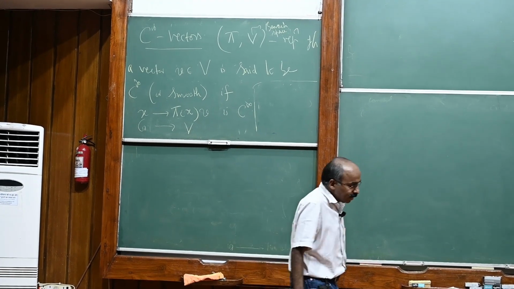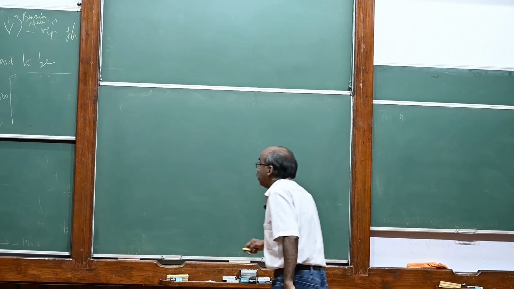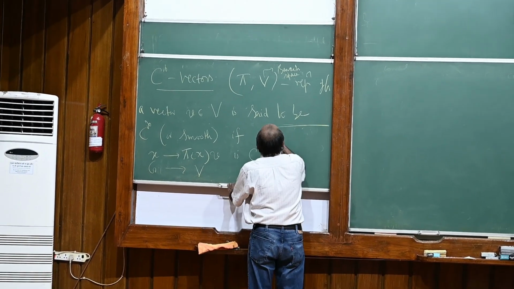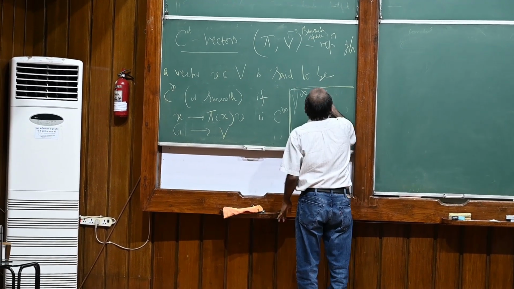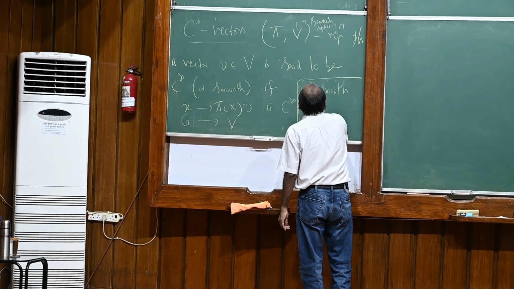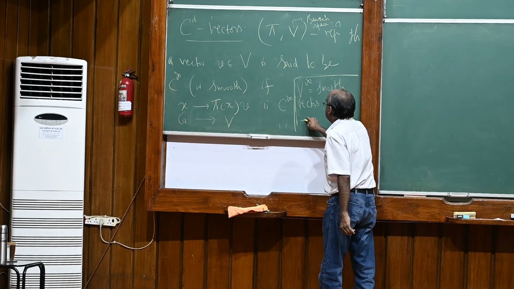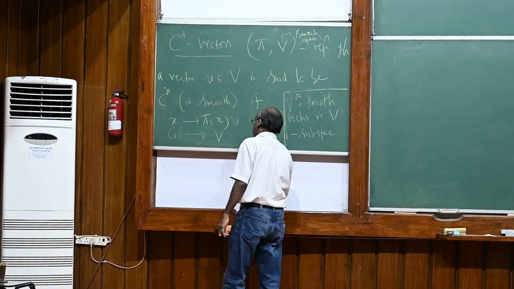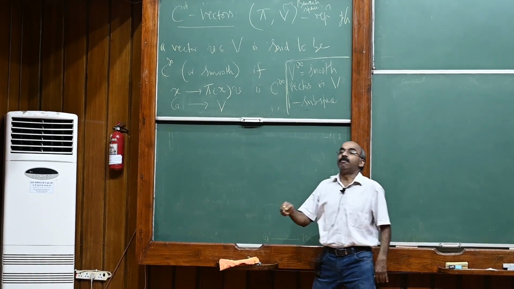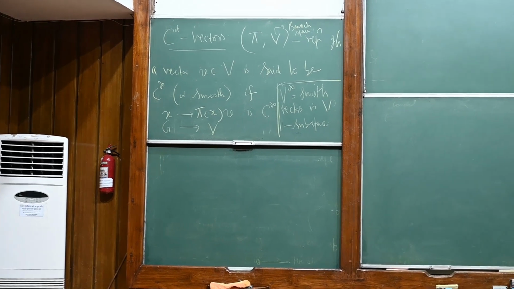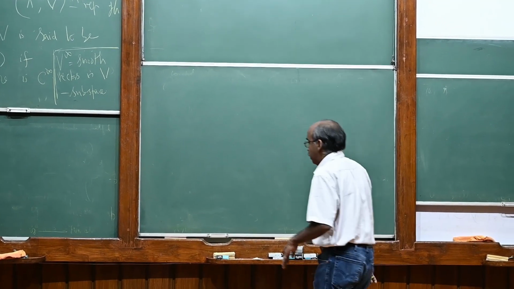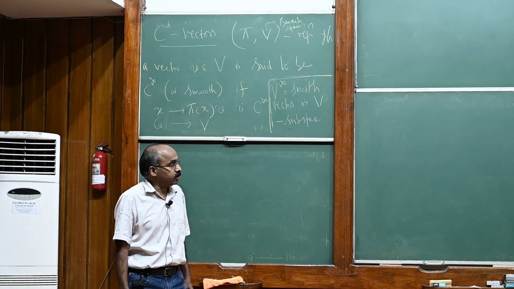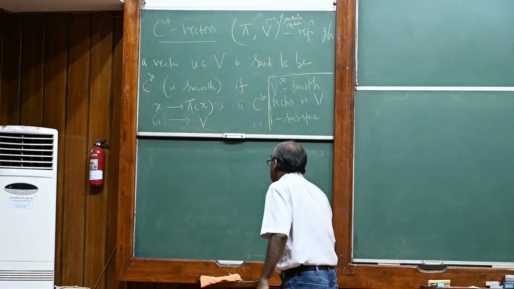The smooth vectors form a subspace, so we denote it by V infinity. Smooth vectors in V. Yeah, so this is a subspace. Well, we'll prove that it's a dense subspace. So that means there are enough smooth vectors for a representation. So that's the first proposition. But let's construct C-infinity vectors to start with, and we'll see that that is a dense subspace.